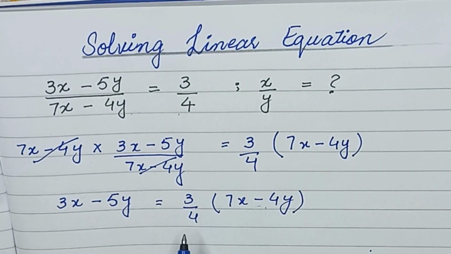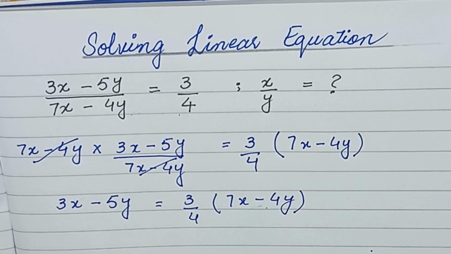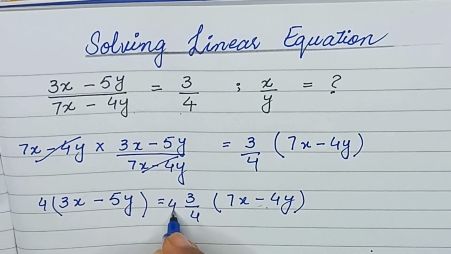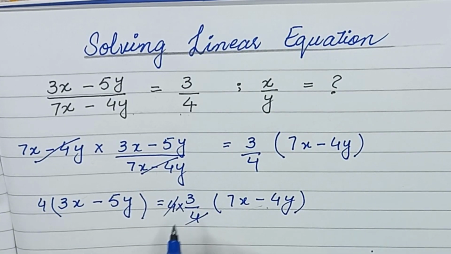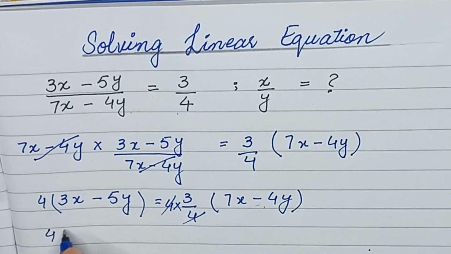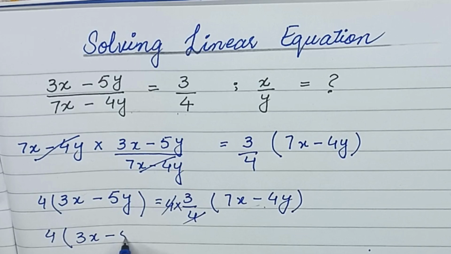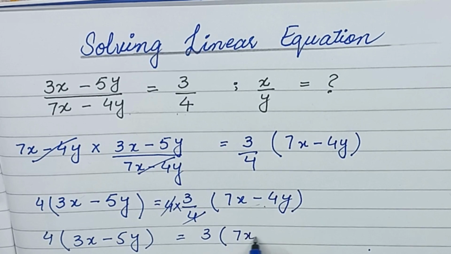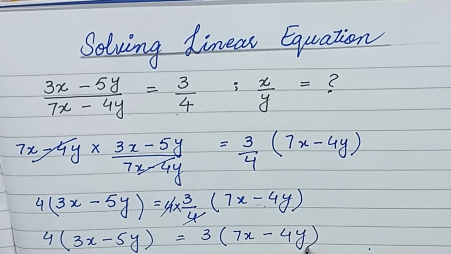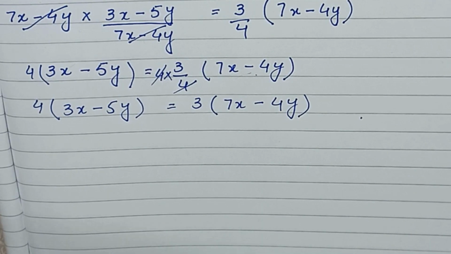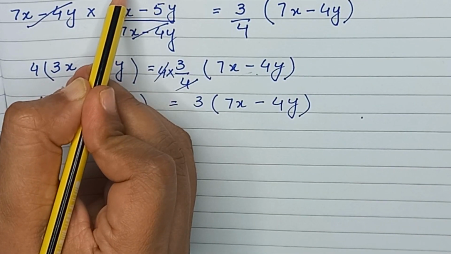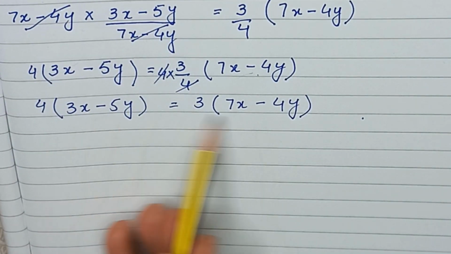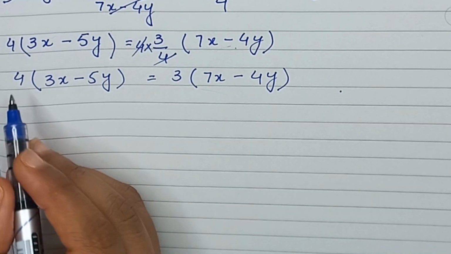Now we will remove this fraction, so we will multiply both sides by 4. So if we multiply both sides by 4, it will become 4 and 4 will be cancelled out. So our new equation will become 4 into (3x minus 5y), which is equal to 3 into (7x minus 4y). You can also simply do its cross multiplication, that 4 into (3x minus 5y) and 3 into (7x minus 4y), which is same as this expression. So now we will multiply it.